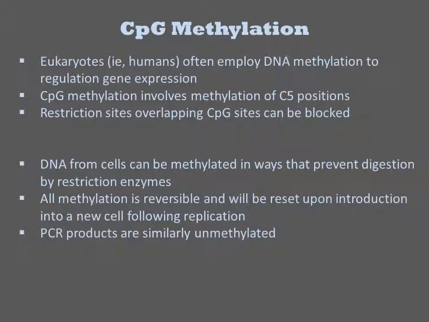Eukaryotes also methylate their DNA extensively for controlling gene expression. CpG methylation involves methylation of C5 positions in rafts in the genome called CpG islands. Restriction sites overlapping CpG sites may be blocked. DNA from cells can be methylated in ways that prevent digestion by restriction enzymes.